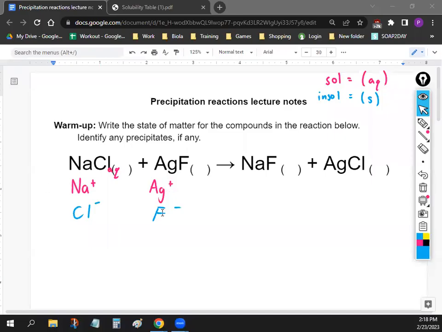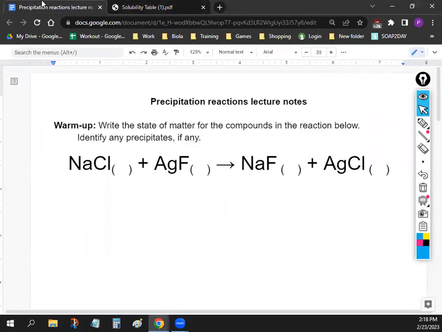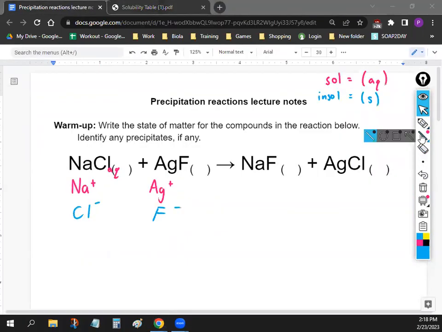Okay, so we got Ag plus and F minus. If we take a look at the table, does AgF dissolve in water? Yes, this dissolves in water, so we're going to write AQ in the parentheses.